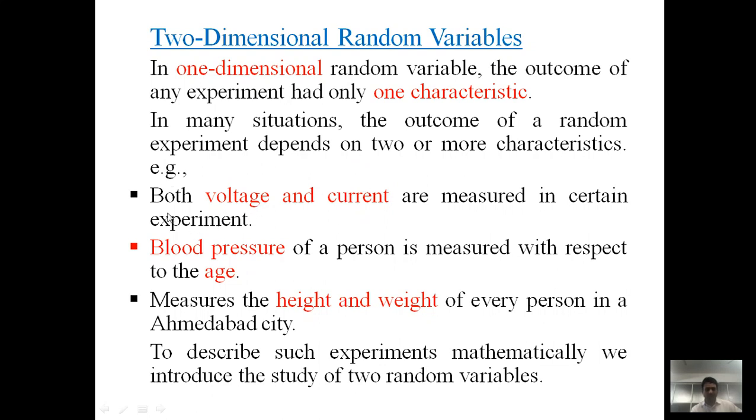Second example: when we have to measure the blood pressure, then definitely we require the age of the person. And the third one, measure the height and weight of every person in some particular city, say Ahmedabad city. To describe such experiments mathematically, we introduce the study of two-dimensional random variables.